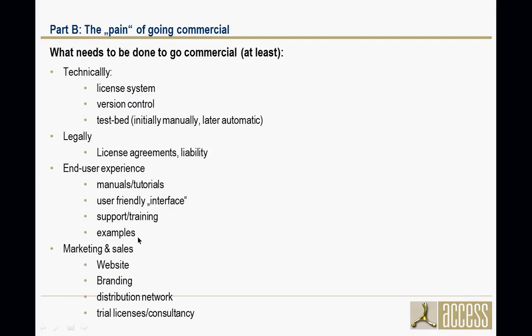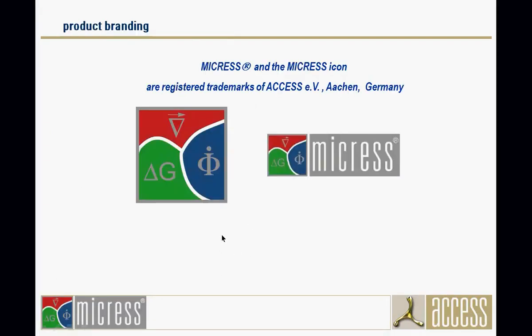In the very end, you can do all this, but if you do not communicate to the world that there is something like a fantastic software around, you won't sell anything. So you also had to do something like marketing and sales. You have to set up a website, you have to do some branding, you have to generate a distribution network, and you have to deal with trial licenses and consultancy. I'm coming to that later.